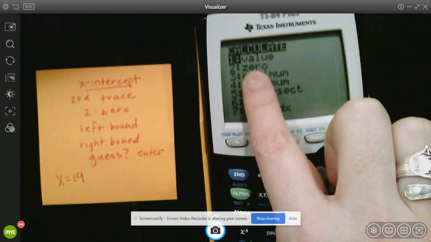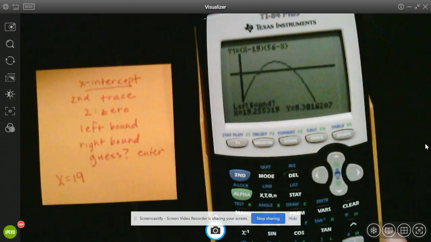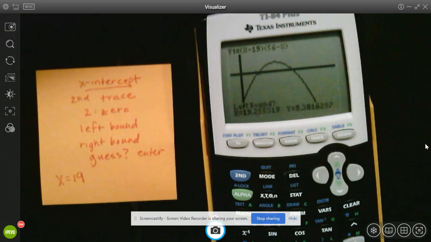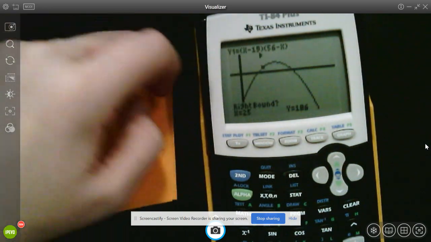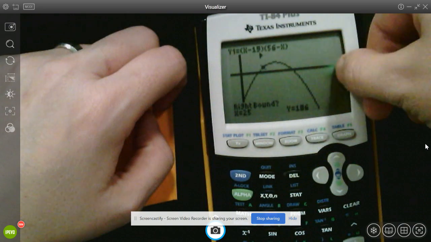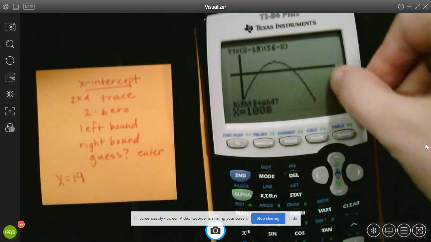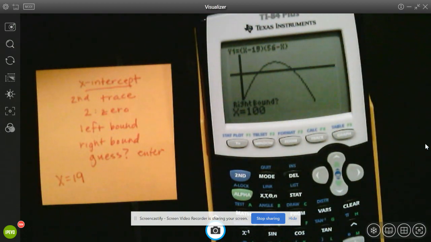Second and trace, going to go to the 0 function. So number 2. This time for my left bound, let's just do 25, because I know that's a safe amount. It's definitely past the 19. Do you see how my arrow popped up there? It says it's going to start looking there. As I said, I know that this all goes all the way to 100, so I'm just going to use 100. Whatever your x max is on your window, I would just use that. It's a good right boundary to use because you know exactly what it is.